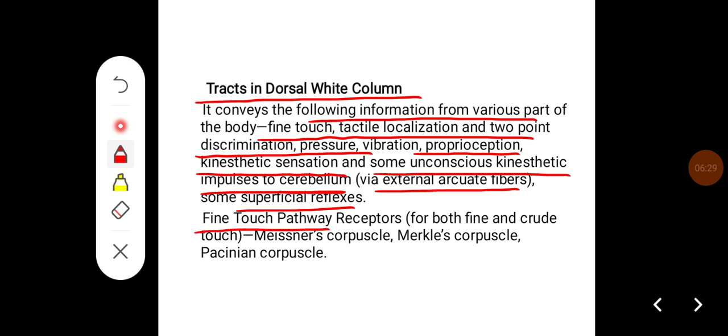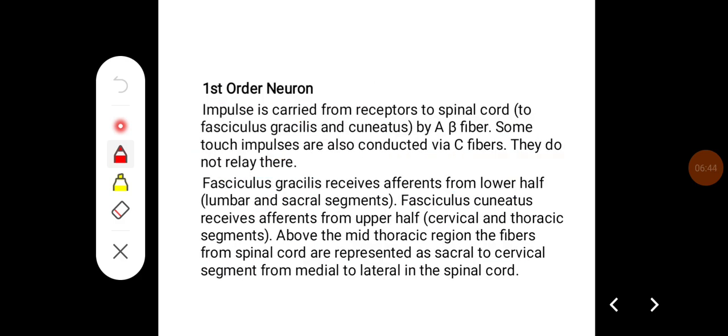Fine touch pathway. In the fine touch pathway, the receptors, for both fine and crude touch, are Meissner's corpuscles, Merkel's corpuscles, or Pacinian corpuscles. For the first order neurons, the impulses are carried from the receptor to the spinal cord by the fasciculus gracilis and cuneatus by A beta fibers. Some touch impulses are also conducted via C fibers, but they do not relay there.